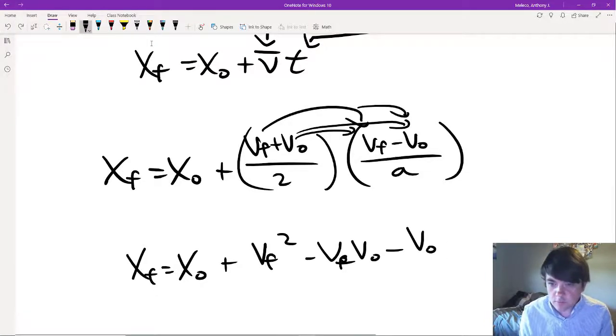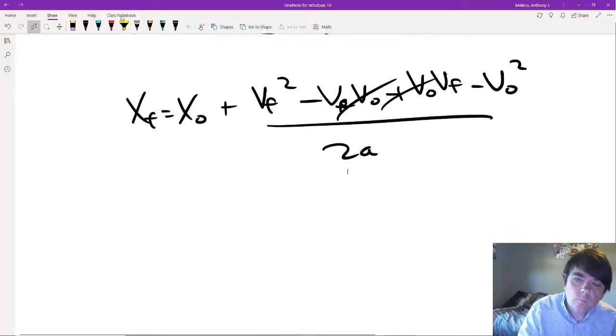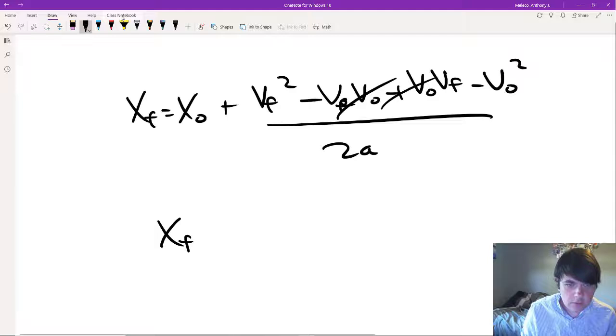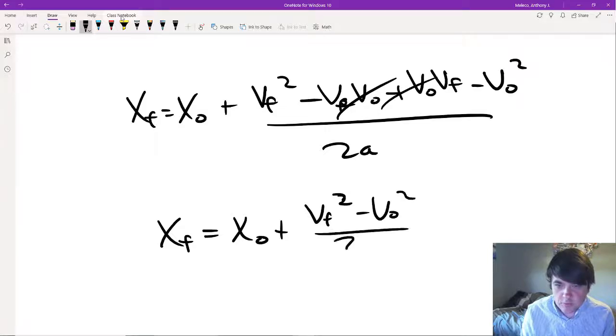What commute means is you can multiply them in any order. You can shift this back and forth. So V final V initial equals, oops, this one's plus, sorry. Oh wait, no, this one's minus, the second one's plus, sorry. That means that these are the same thing, so these will cancel. And then it's minus V naught squared. This is over 2A. So X final equals X initial plus V final squared minus V initial squared over 2A.